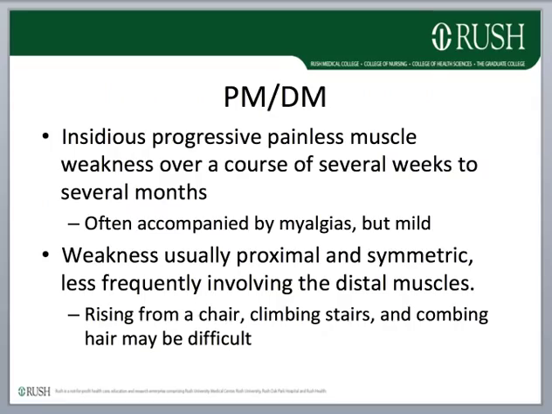PM and DM are characterized by insidious, progressive, painless muscle weakness over a course of several weeks to several months. It is often accompanied by myalgias, which is typically mild. Weakness is usually proximal and symmetric, and less frequently involves the distal muscles. Some of the symptoms or signs may be difficulty rising from a chair, climbing stairs, or combing hair.